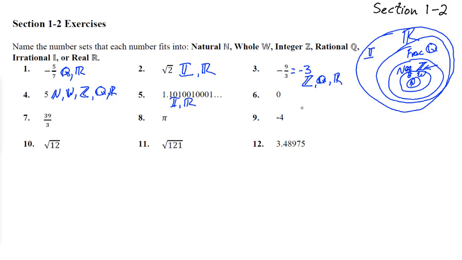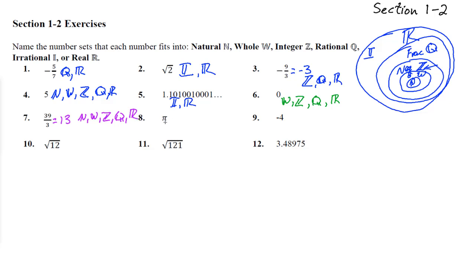All right, what's the next one? 0 is right there. It starts out as a whole number. And if it's whole, then it's an integer. And if it's an integer, then it's also rational. And if it's rational, it is also real. Excellent. 39 thirds. What is 39 thirds? That is equal to the number 13. So it is a natural number, whole number, integer, rational, and real.